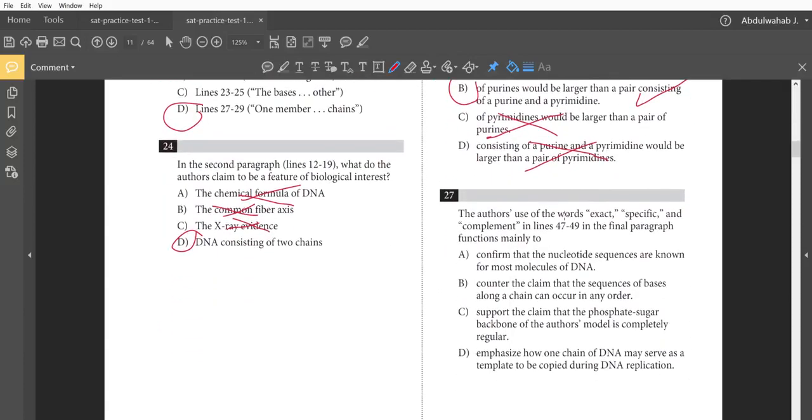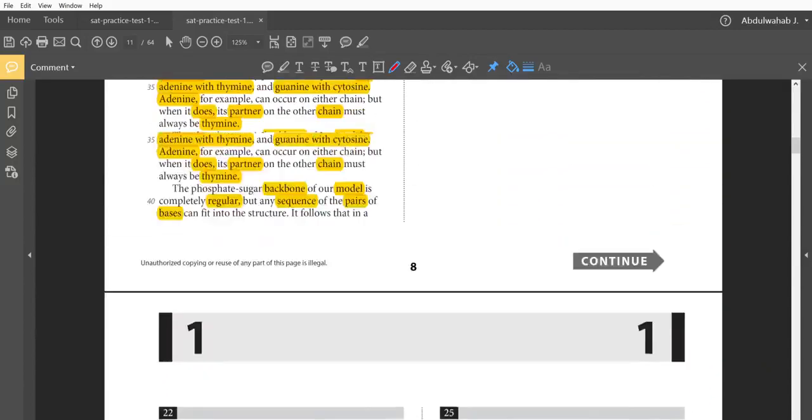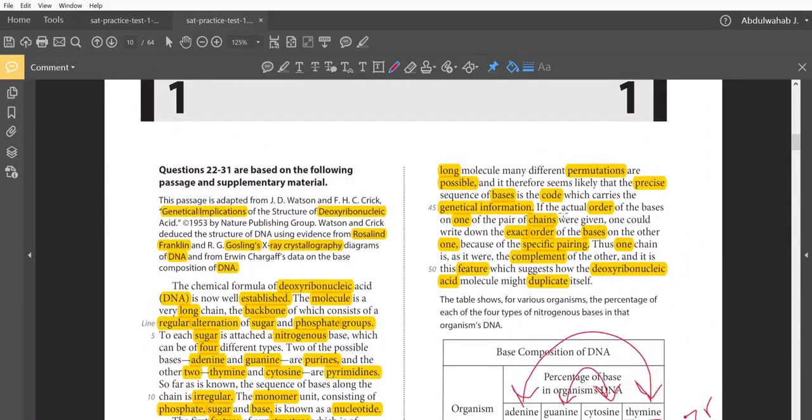Now, the author's use of the words exact, specific, and complement in lines 47 to 49, the final paragraph, functions mainly to what? So let's go back to lines 47 to 49. If the actual order of the bases on one of the pair of chains were given, one could write down the exact order, so here we have the word exact, of the bases on the other one, because of the specific pairing. Thus, one chain, as it were, is the complement of the other, and it is this feature which suggests how the deoxyribonucleic acid molecule might duplicate itself.